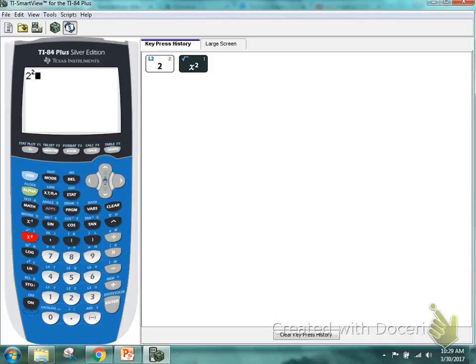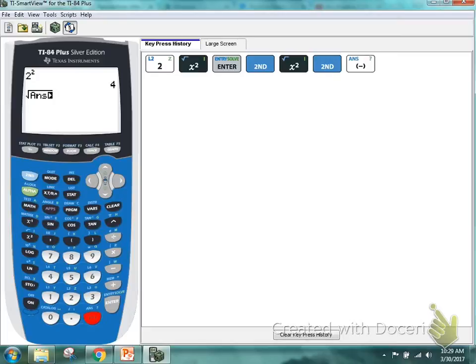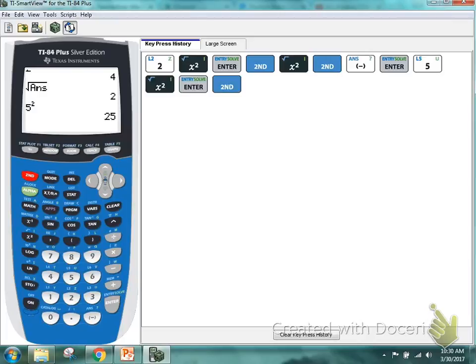What's 2 squared? 4. Easy, right? Now, what do I have to do to 4 to go back to 2? Second, square root it. Good. Second, square root, second answer. Hit enter, and I get 2. So 2 squared is 4, and the square root of 4 is 2. Same with 5: 5 squared is 25, and the square root of 25 is 5.